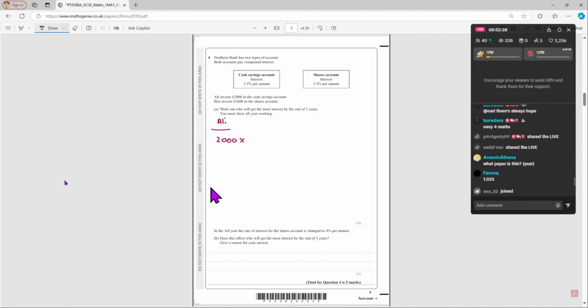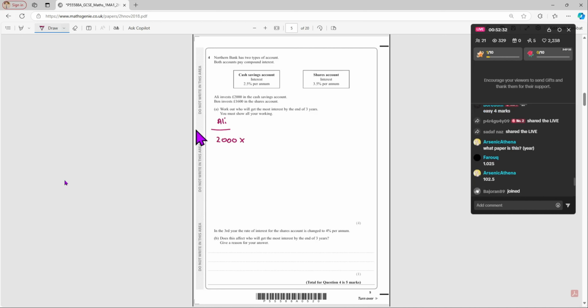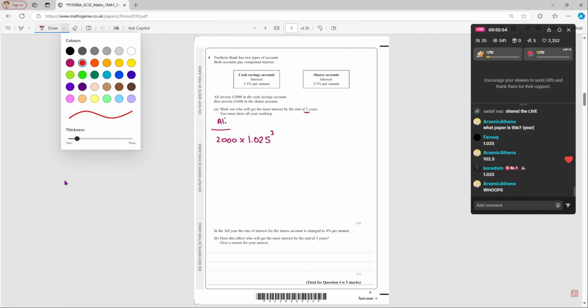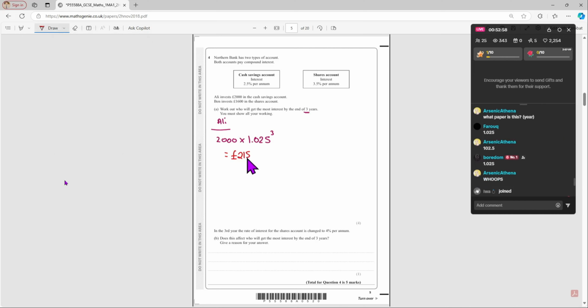So it's going to be 1.025. We multiply by 1.025, and remember it says by the end of 3 years. This means that we have to do it to the power of 3. Then we work it out using a calculator. At the end of the 3 years, you will have £2,153.78 in his bank account.